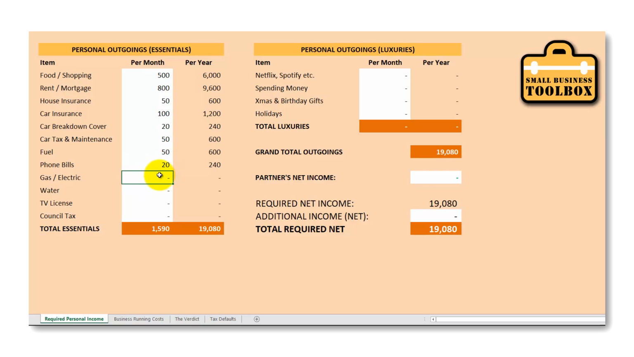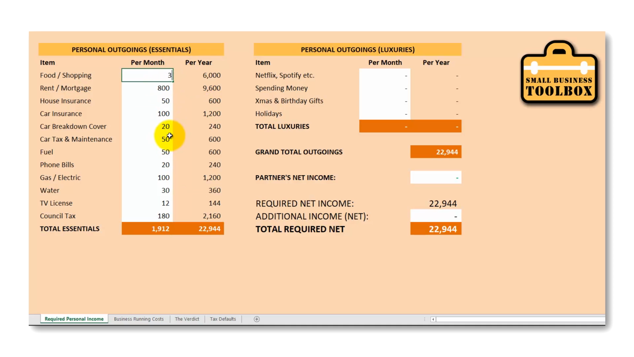Gas and electric, there's a biggie. Could easily be 100 a month. Water, 50 a month. Probably a bit much, say 30. TV licence in the UK is about £12 a month or thereabouts. Council tax, this is one of your biggest outgoings next to your mortgage. And shopping could easily be £180 a month. Look at our outgoings. £22,944 a year outgoings, based on the figures that we've got here.